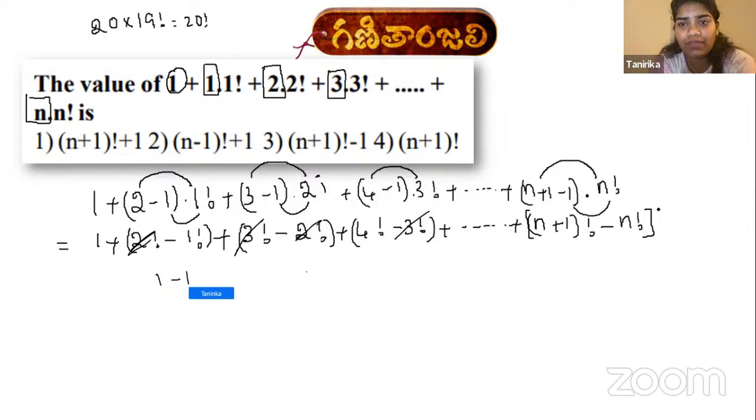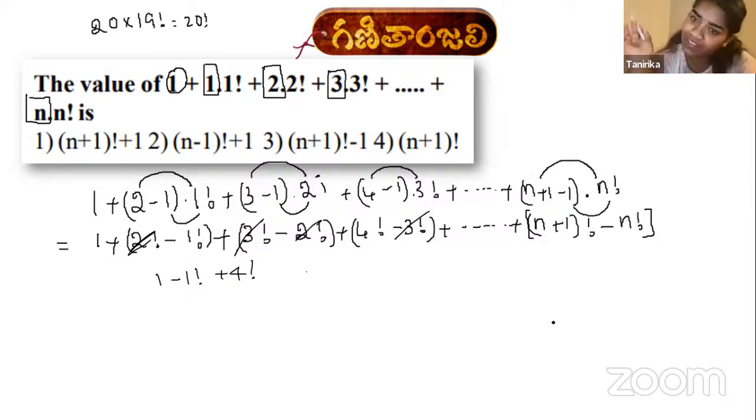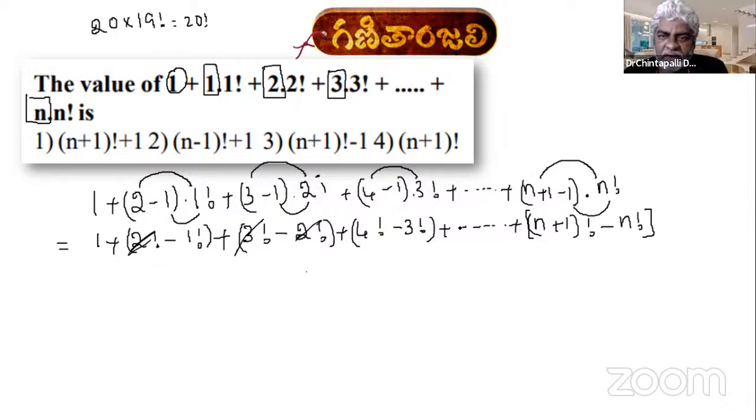See, one thing. Why are you writing 4 factorial? Okay, you are right. See, what is the meaning of the dots? It continues and so on. Once clear, the last. Very good. Can you guess the next term? 5 factorial minus 4 factorial.